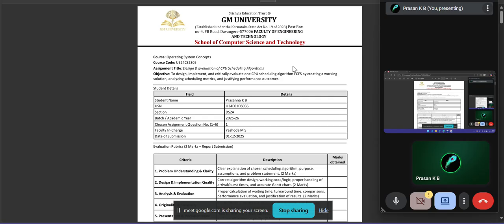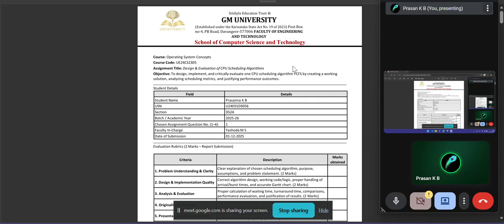FCFS follows a straightforward approach where processes are executed in the exact order in which they arrive in the ready queue, similar to a standard FIFO system. Although FCFS is easy to understand and implement, it has limitations such as higher waiting time for shorter processes when long processes arrive first, commonly known as the convoy effect.